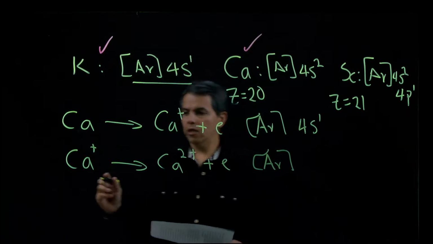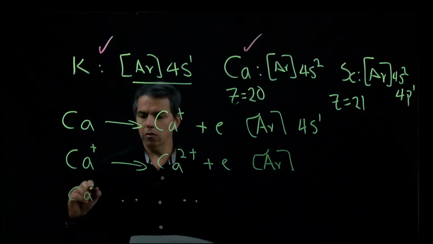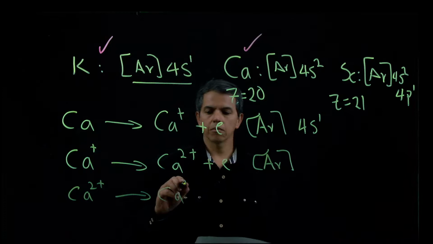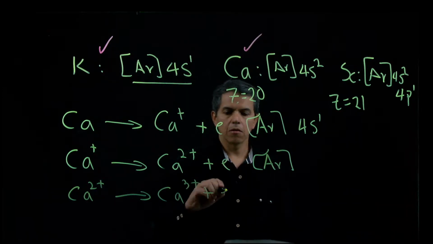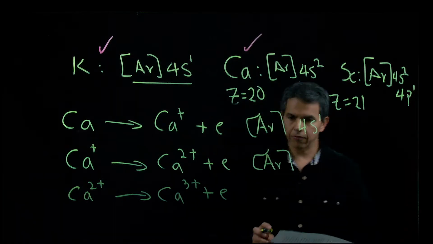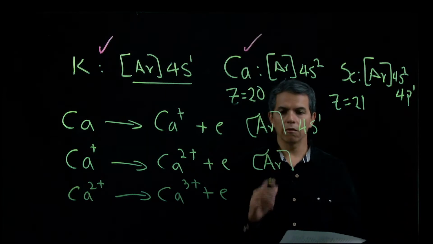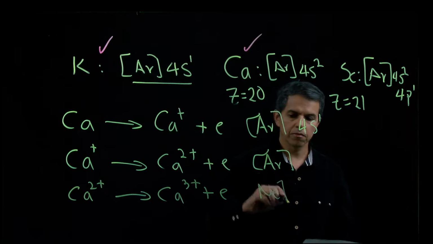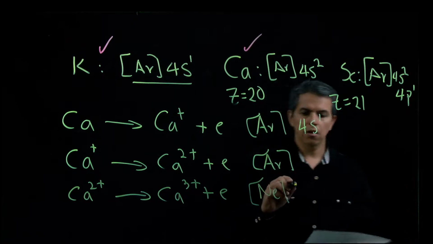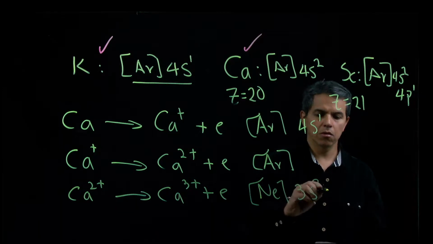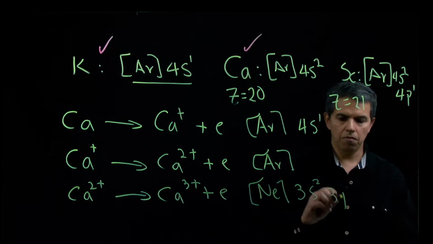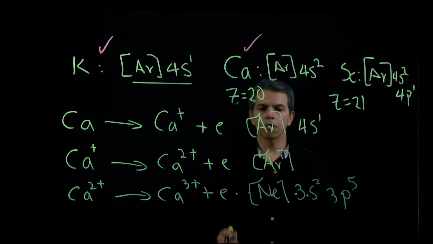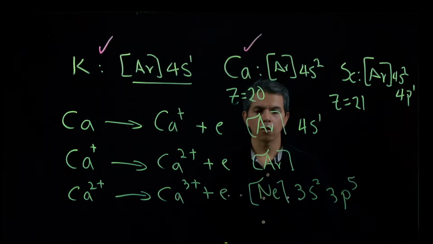And for the third ionization energy, calcium 2 plus will lose 1 more electron, and that will have to give the configuration of the neon gas, 3s2, 3p5. Basically, we are losing 1 electron from the electronic configuration of argon.